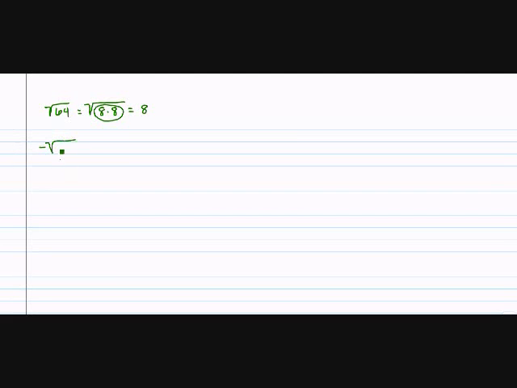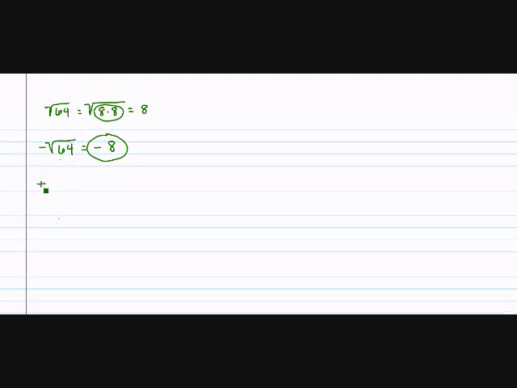Negative radical 64, it's just a radical sign, or the square root of 64. The negative's on the outside, so my answer is going to be negative. And the square root of 64 is 8, so my answer is negative 8.